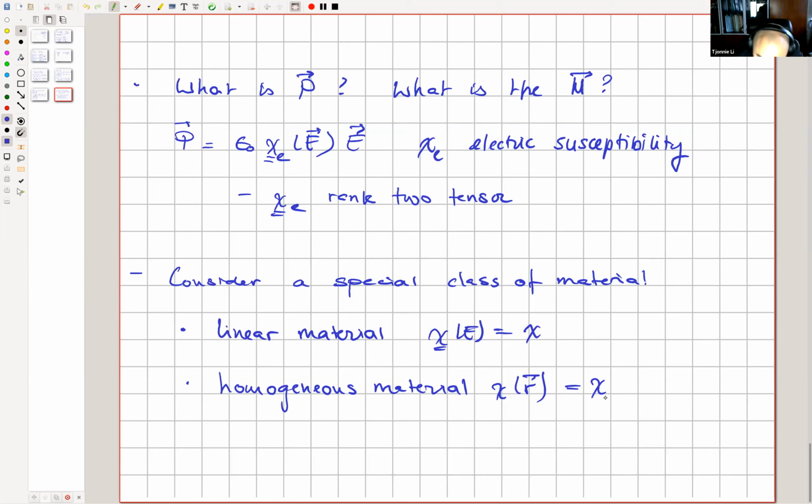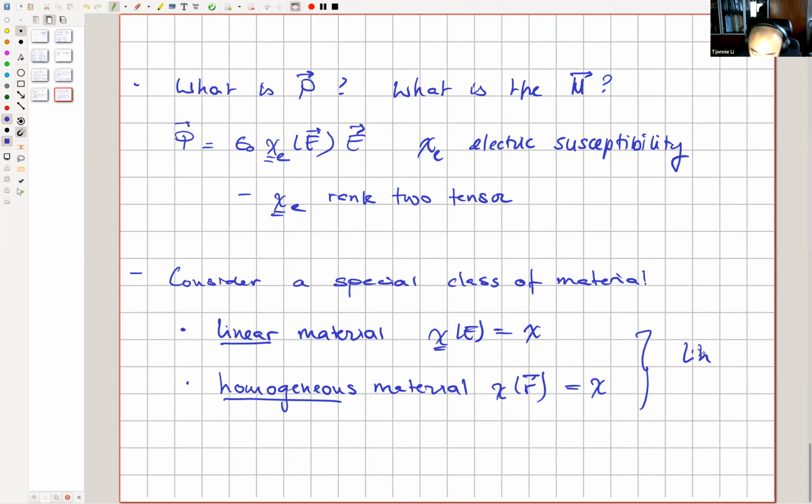Okay. And so that is a subclass of materials that we will consider, and this is typically abbreviated to LIH in some books. And so again, this is just some nomenclature. So if they talk about LIH dielectric, then the assumption is just that it's a linear material and that it's a homogeneous material.